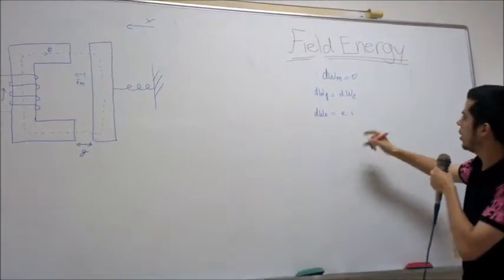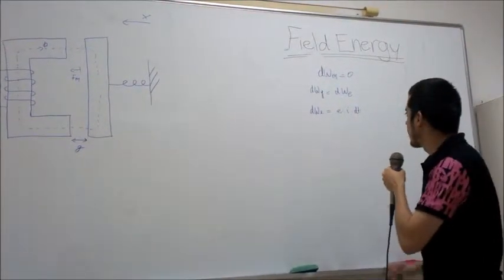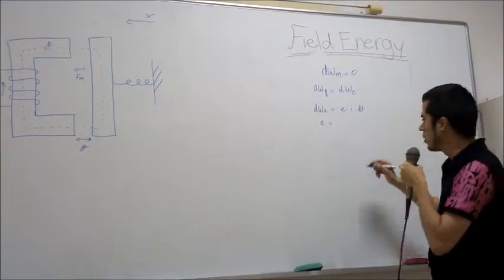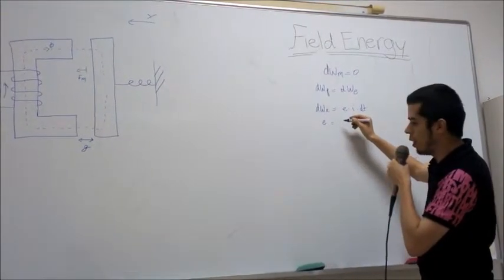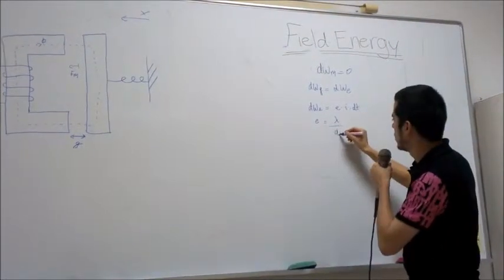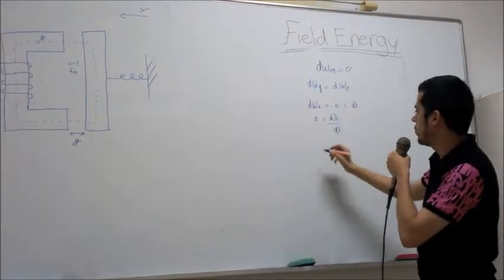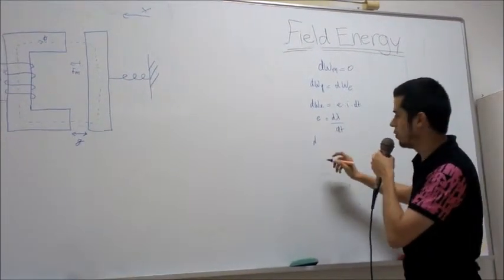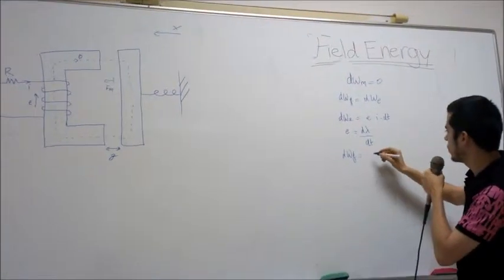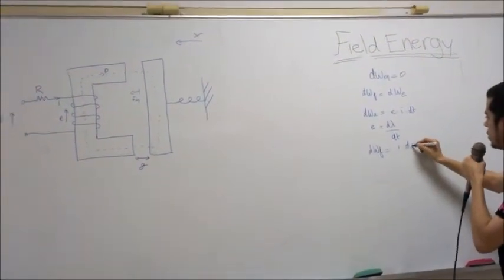It's the voltage times i dt. And the voltage is just the derivative of the flux linkage over time. And so if we combine these two together, we can get an expression for the incremental field energy that's equal to i times delta lambda.